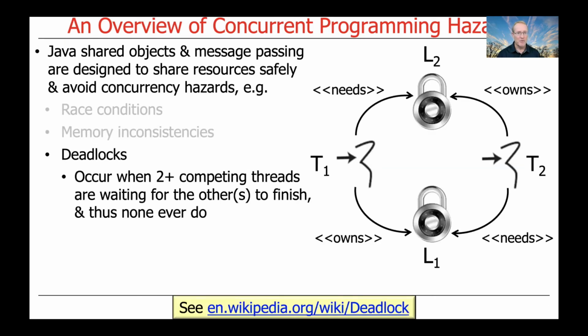Yet another type of concurrency hazard that can arise in modern multi-threaded Java programs is something called deadlock, which can occur when two or more competing threads are waiting for the other threads to finish, and thus none ever do. This is sometimes called the deadly embrace or the circular embrace. And you can take a look at this example here.